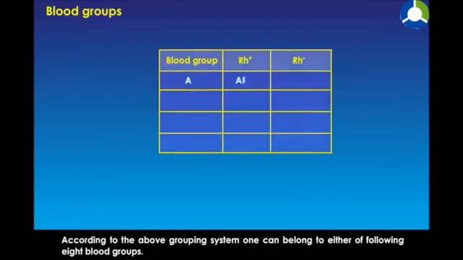Blood group A: A RH positive, A RH negative. Blood group B: B RH positive, B RH negative. Blood group AB: AB RH positive and AB RH negative. Blood group O: O RH positive and O RH negative.